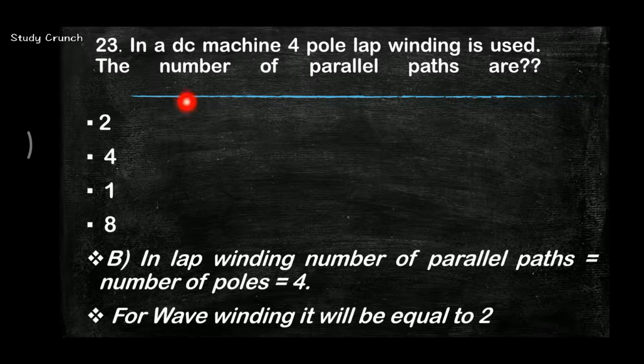Next, in a DC machine, 4-pole lap winding is used. The number of parallel paths are? So remember, in lap winding, the number of parallel paths is equal to the number of poles, which is equal to 4. So if it is 4-pole winding, the answer will be B, that is 4. For the wave winding, it will be equal to 2.